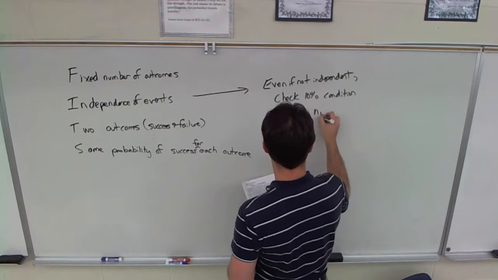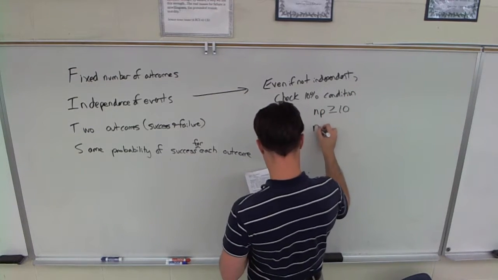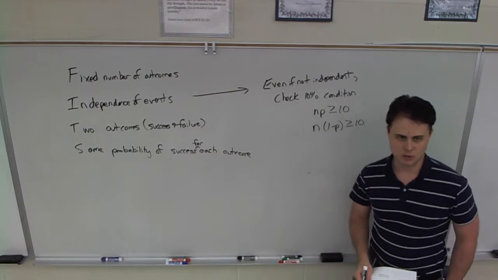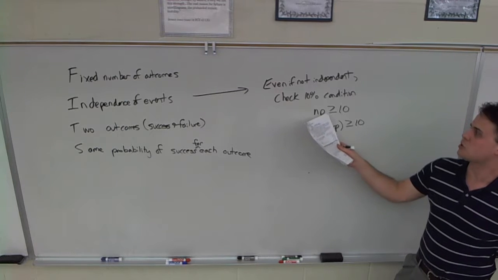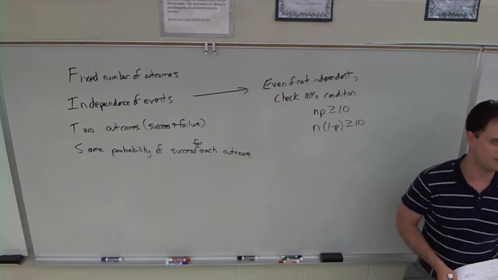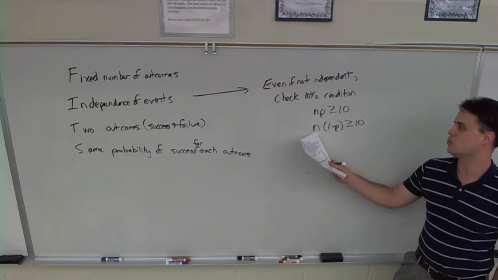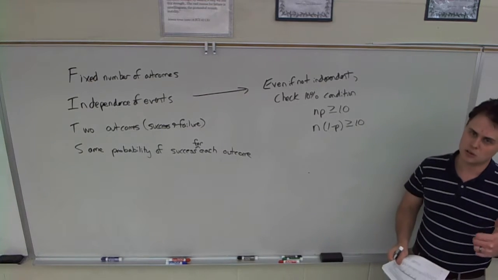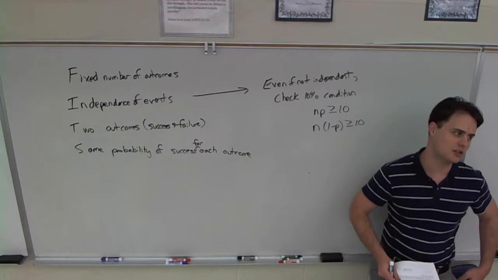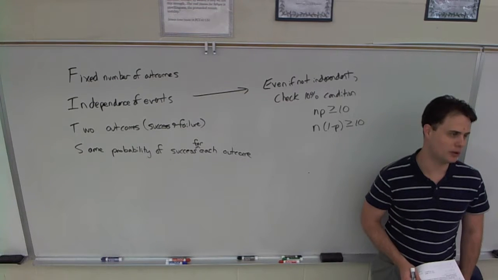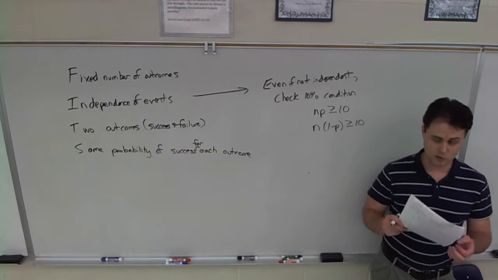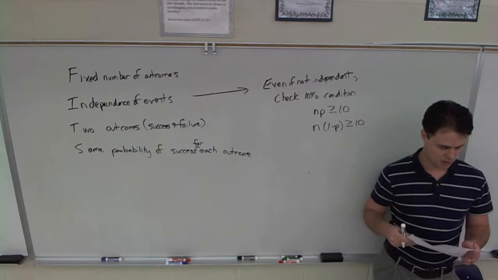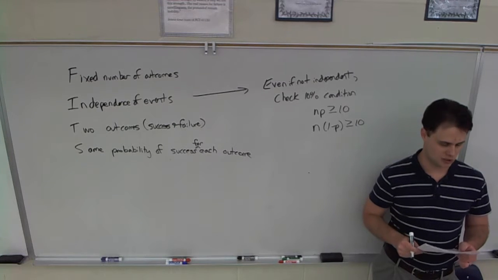The 10% condition says that if this is true and this is true, you're good to go. In other words, if the number of trials times the probability of each trial, for us 25%, is more than 10, and the number of trials times the probability of failure for each trial is more than 10, even if you're not strictly independent, it doesn't matter. You're still good to go for binomial. Okay? Very important condition for other things too. So that's the first time you're seeing the 10% condition.